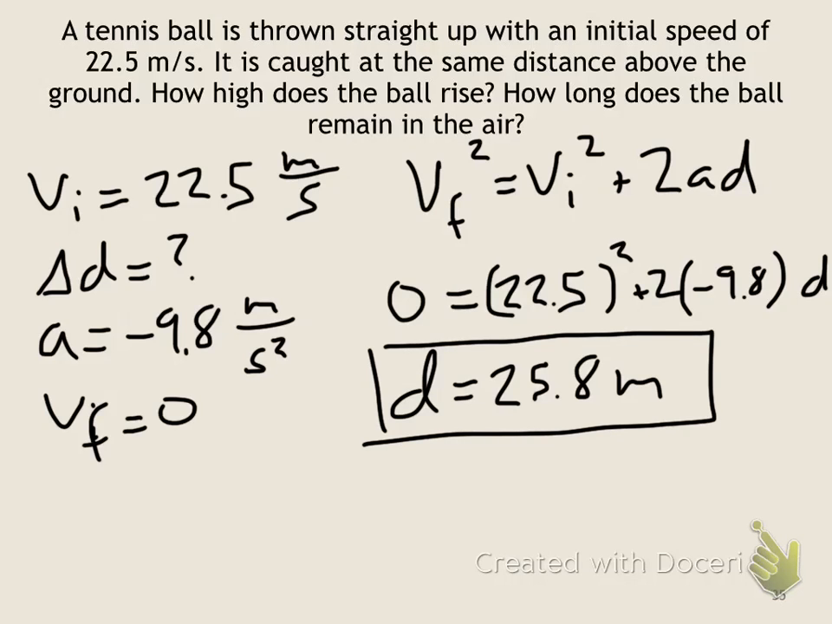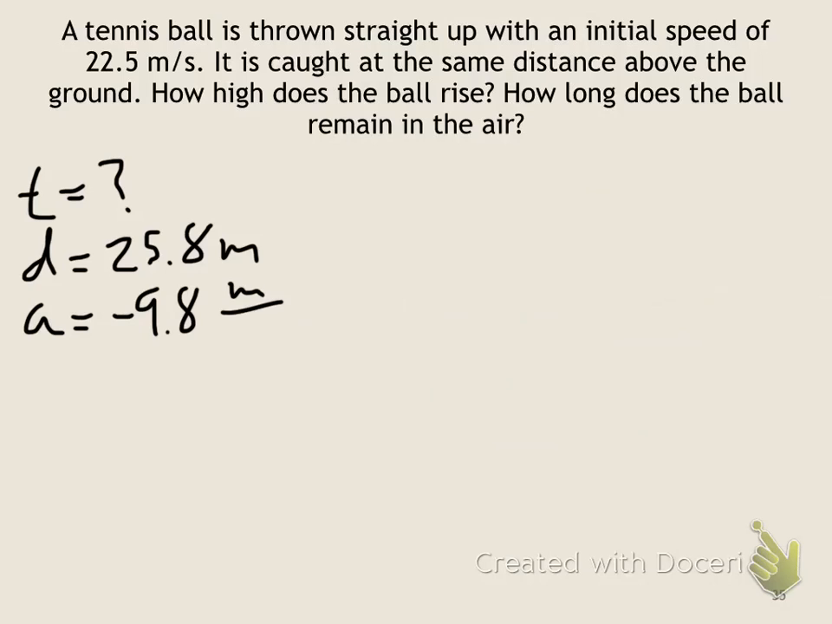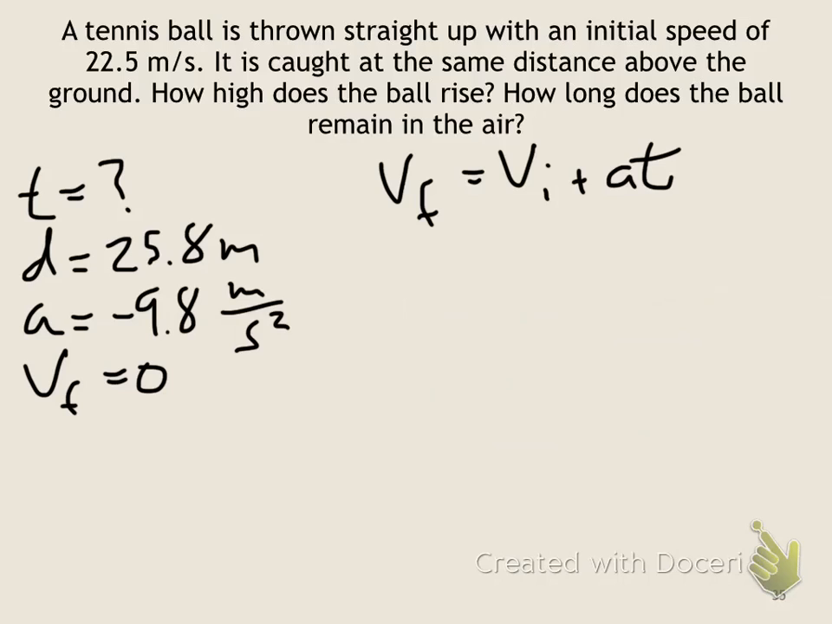The next question is, how long does the ball remain in the air? So they're asking for a T for the same question. So we're going to have to use some sort of formula with a T in it. We already found the D just now. That was 25.8 meters. Our acceleration is still the same, negative 9.8 meters per second squared. So we got to pick an equation that has a T in it. Let's use VF equals VI plus AT. Let me rewrite the velocities. Our velocity final is 0 because we're going to just solve for when it stops for that brief moment in time before it falls back down. And our velocity initial is given.